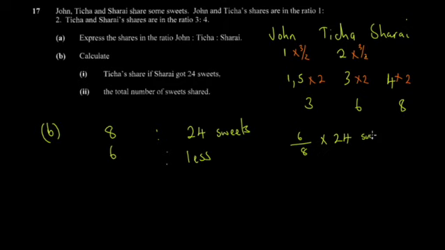Okay, so if you want, you can even say 24 sweets. It's still fine. So here 8 into 24, you get 3. Then 3 multiplied by 6, then you get 18 sweets. So I hope you're happy with this. Okay. So you get 18 sweets here.